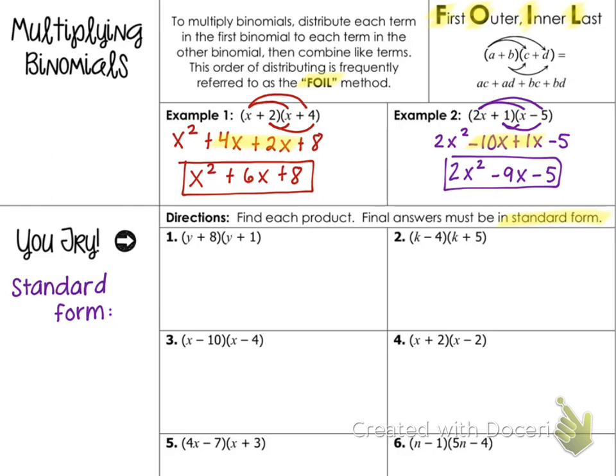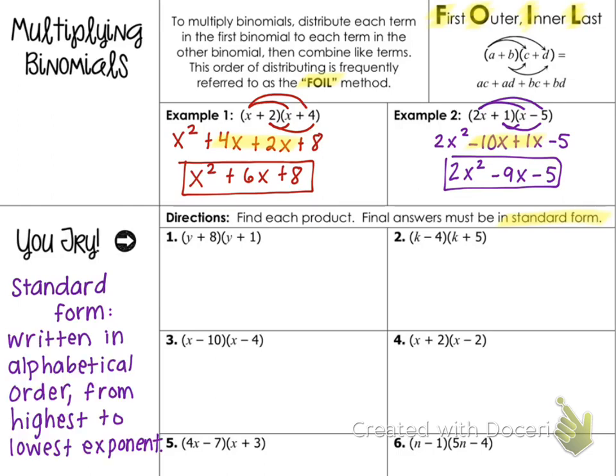So first, I wrote what standard form means again. It's written in alphabetical order from highest to lowest exponents. You only have to worry about alphabetical order if there's more than one variable. This time there's only a y, so we don't have to worry about alphabetical order, but put it from highest to lowest exponents. So y times y here is y squared, y times 1 is 1y, 8 times y is 8y, and 8 times 1 is 8.